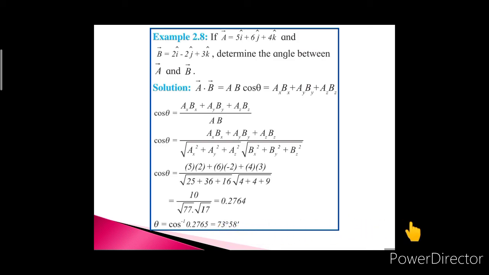73°58'. So here if vector A is given 5 i cap plus 6 j cap plus 4 k cap and vector B is 2 i cap minus 2 j cap plus 3 k cap, then the angle between vector A and vector B is 73°58'.